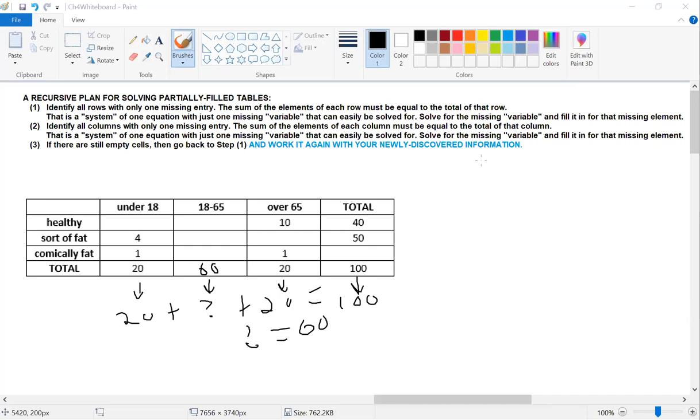Anyways, let's keep going. So here we have no more rows. Every single other row we have has two or more blank spots, can't do anything. Let's go to step two.